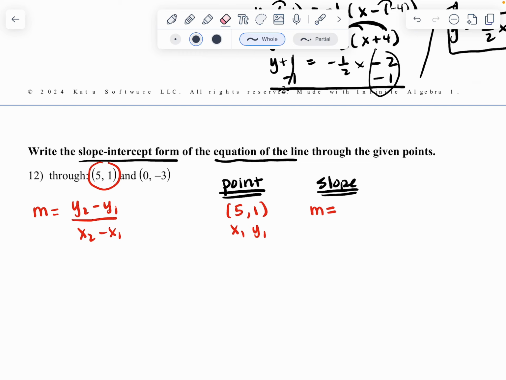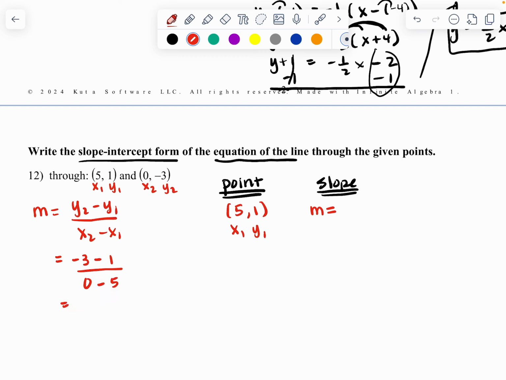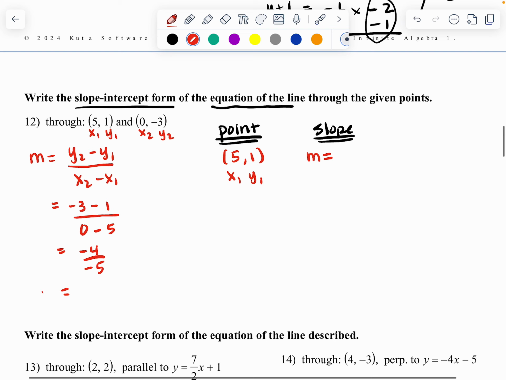So this right here, let's erase this. This is the x coordinate of the first point, y coordinate of the first point, x coordinate of the second point, y coordinate of the second point. So if I plug that in, my y2 is -3, minus y1 is 1, your x2 is 0, minus your x1 is 5. So -3 minus 1 is -4, 0 minus 5 is -5, and two negatives make a positive, so the slope is really just 4/5. So yes, this did require a little bit more work, but now we're back to what we had before.